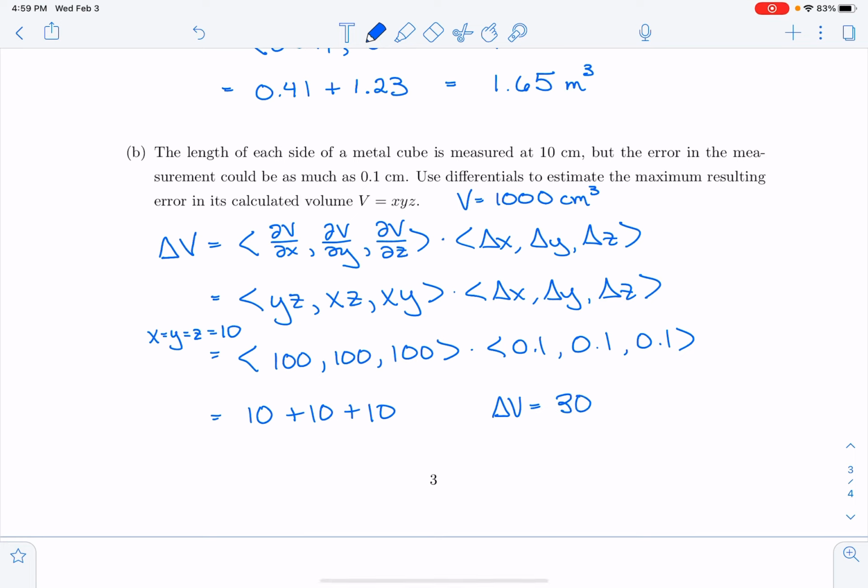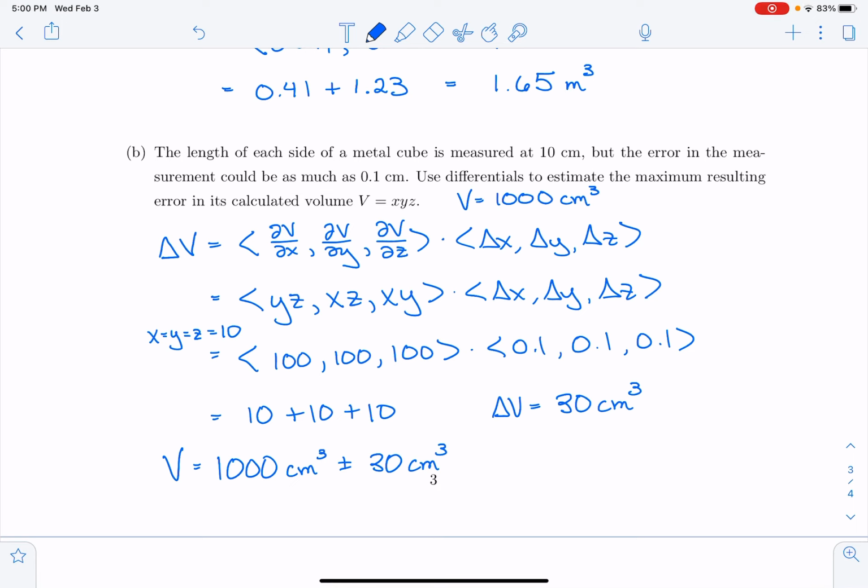And our change in volume in that case is going to be 30 centimeters cubed. So we have essentially that our volume is 1,000 centimeters cubed, but it could be off by as much as plus or minus 30 centimeters cubed. So you might see someone write the volume is going to be equal to 1,000 centimeters cubed, maybe plus or minus 30 centimeters cubed, based on the fact that the dimensions are each 10 plus or minus 0.1 centimeter.